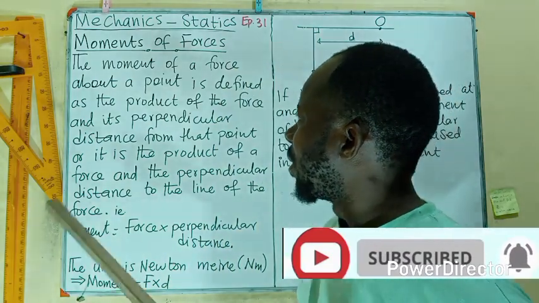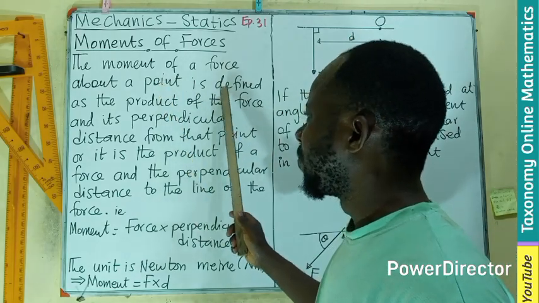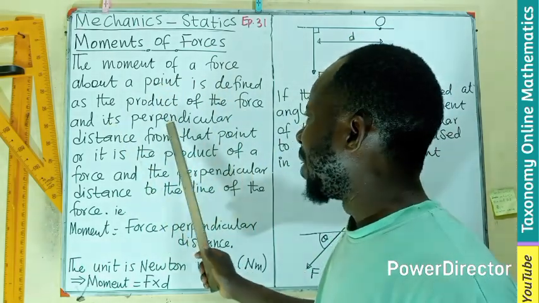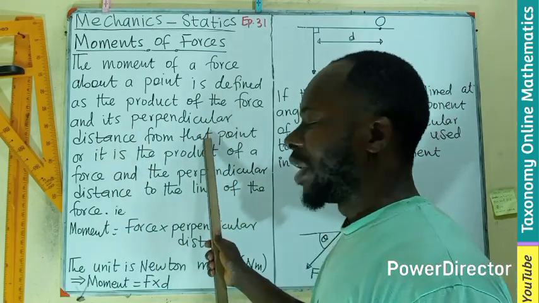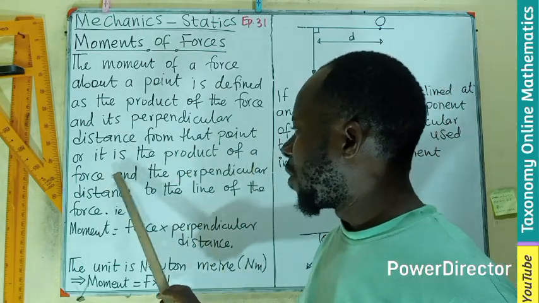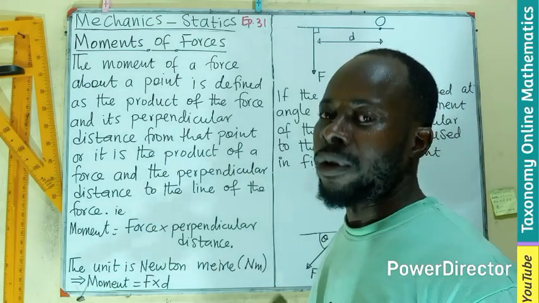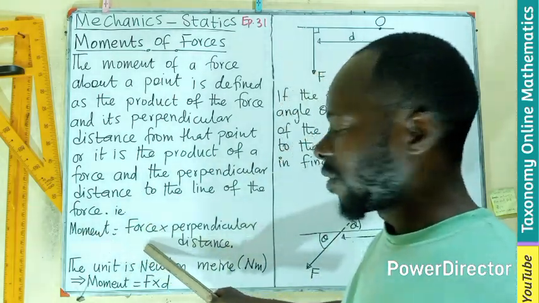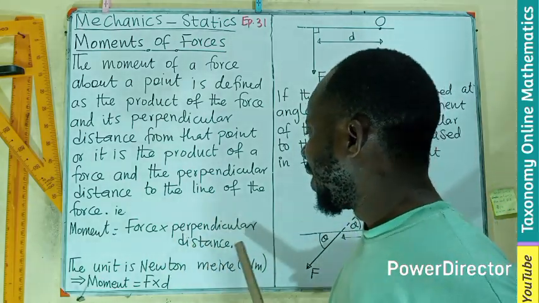All right, so the moment of a force about a point is defined as the product of the force and its perpendicular distance from that point, or we can just say that it is the product of a force and the perpendicular distance to the line of force. So basically, what are we saying? The moment is just the force being applied times the perpendicular distance.